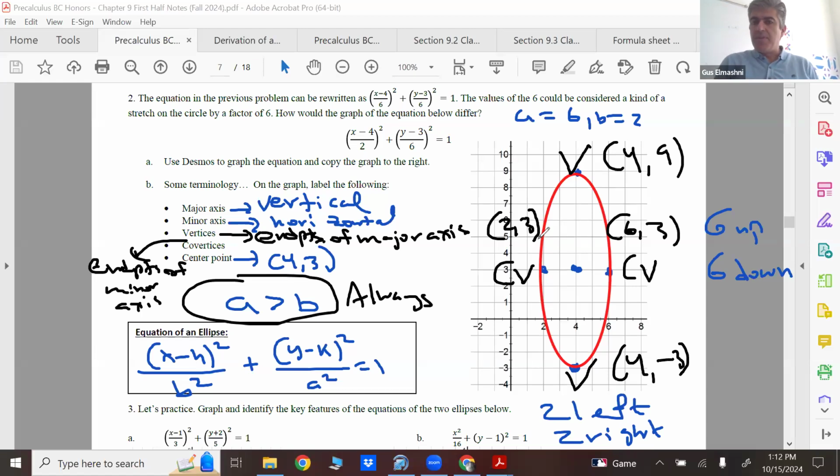And that's, I think, all they asked us to do. And if you think about it, your vertices are going to be, in this case, H, K plus A. That'd be your vertices in this case, if it's vertical. And your covertices would be H plus or minus B, K. Sorry, K. My bad. If it's minor.